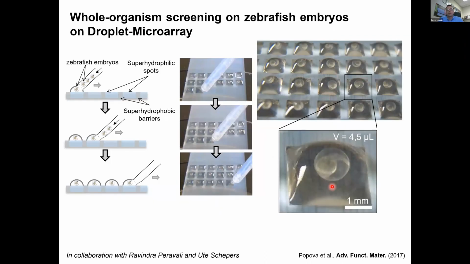And here you can see another example where we used droplet microarray to culture full embryos in each single droplet. These are obviously not human embryos, these are fish embryos, and you can see that each single droplet contains a single embryo. This is also important for screening of fish embryos because this is an animal model, and it also has advantages over 2D cell culture for toxicological studies.